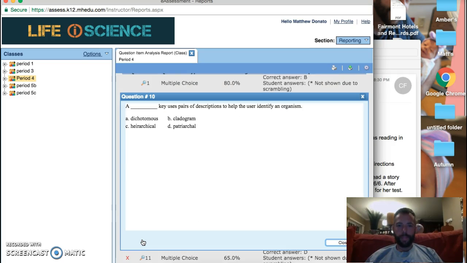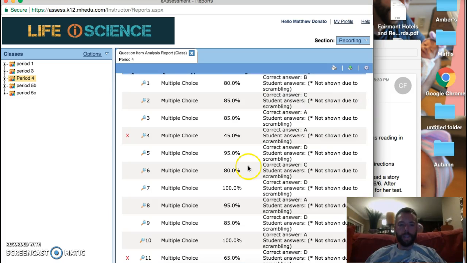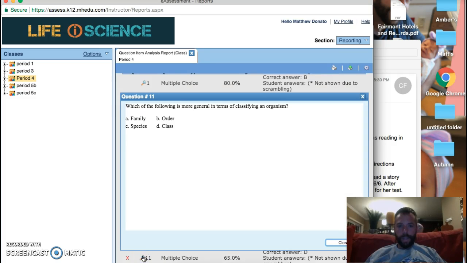Number 10. A blank key uses pairs of descriptions to help the user identify an organism. That is a dichotomous key. We did lots of work with dichotomous keys. Hopefully you got that one right. 100% of the students in period 4 got that right. Thank goodness. And the last one, which of the following is more general in terms of classifying organisms?